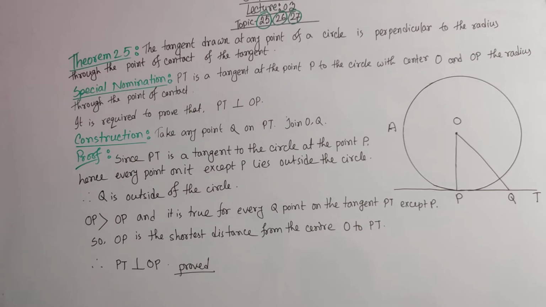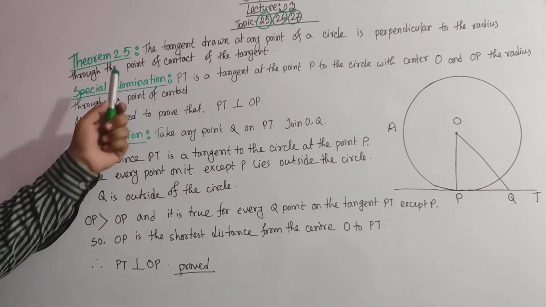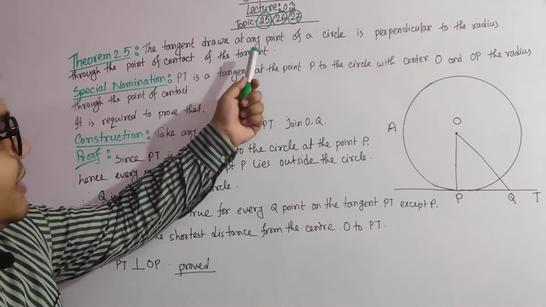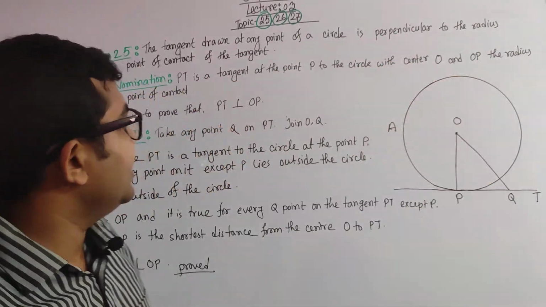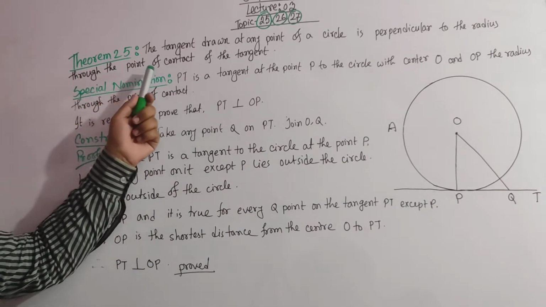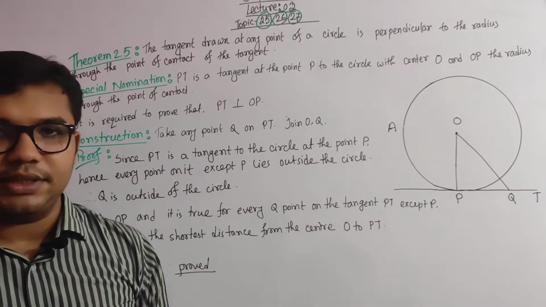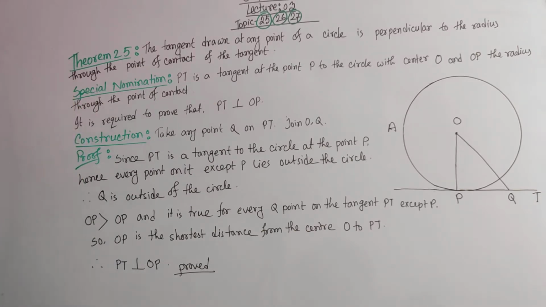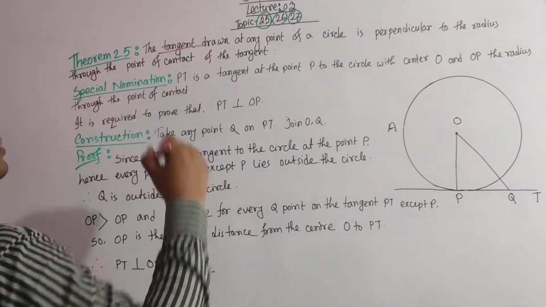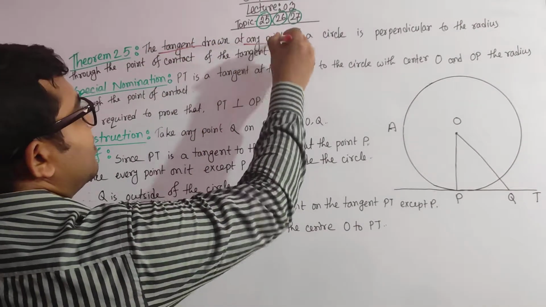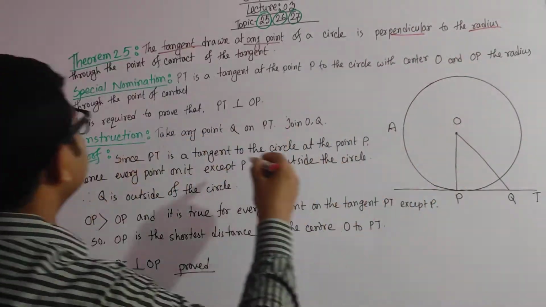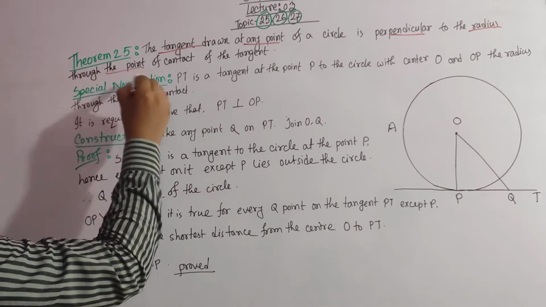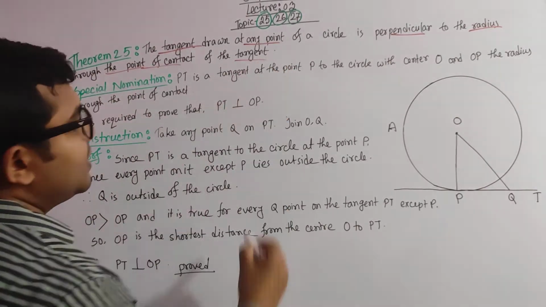Our first theorem says the tangent drawn at any point of a circle is perpendicular to the radius through the point of contact of the tangent. So we are trying to draw a tangent at a point of a circle, and it is perpendicular to the radius through the point of contact of the tangent.